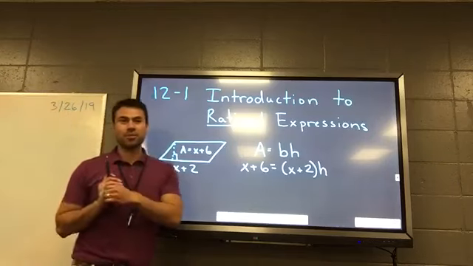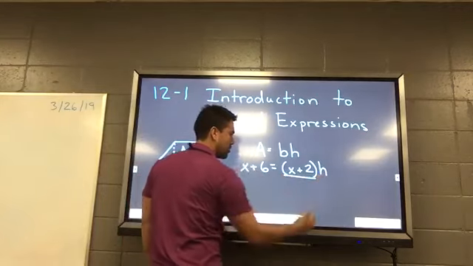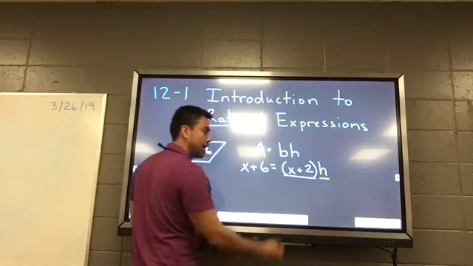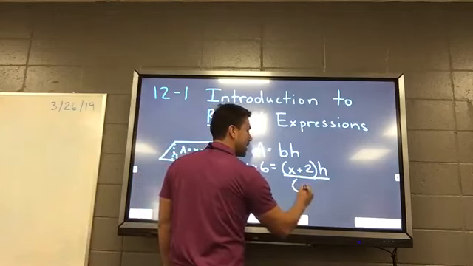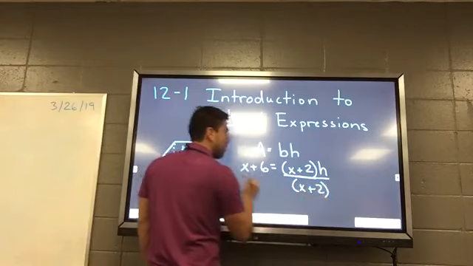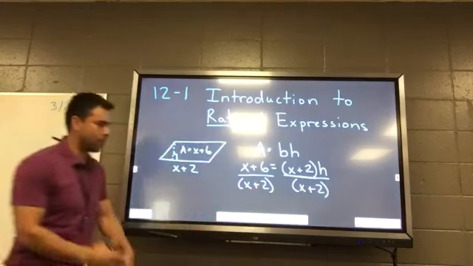Close. You could distribute. Okay, what's happening between x plus 2 and h? They're being multiplied. How can I undo that multiplication? By dividing both sides by x plus 2. And you're like, wait, how does that work out?